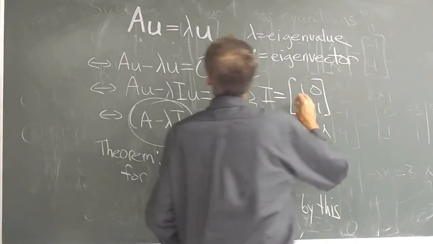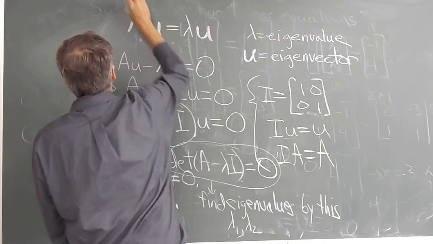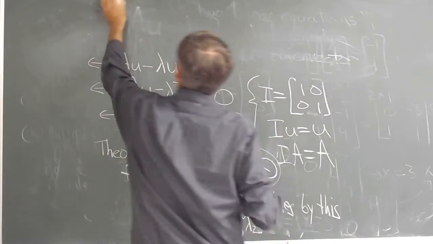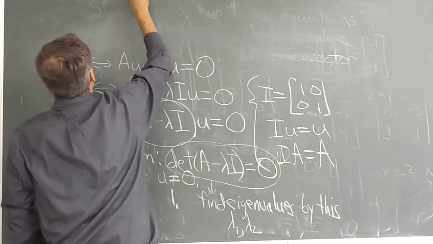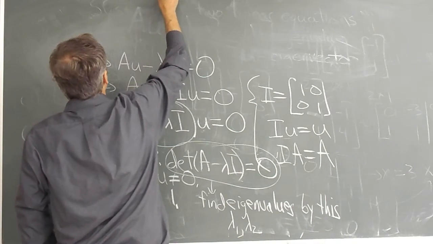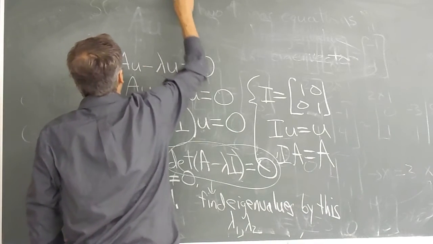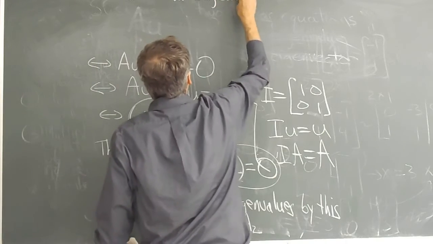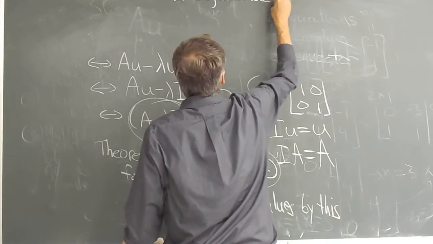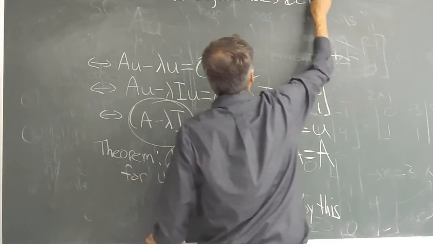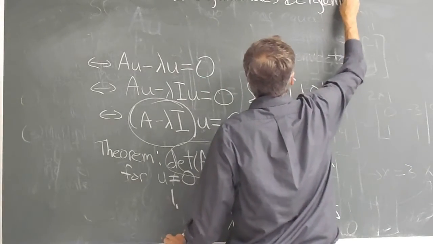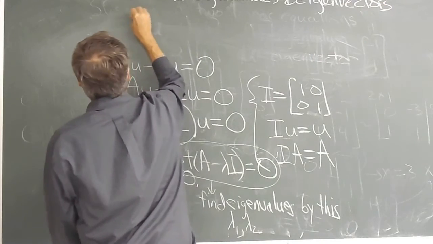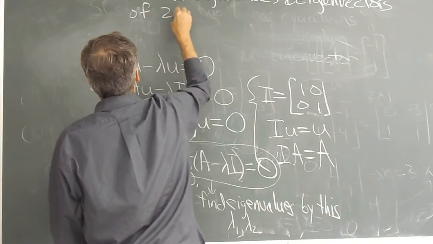So, to put this in a two-step method, to find what are called eigenvalues and corresponding eigenvectors of a 2 by 2 matrix A.